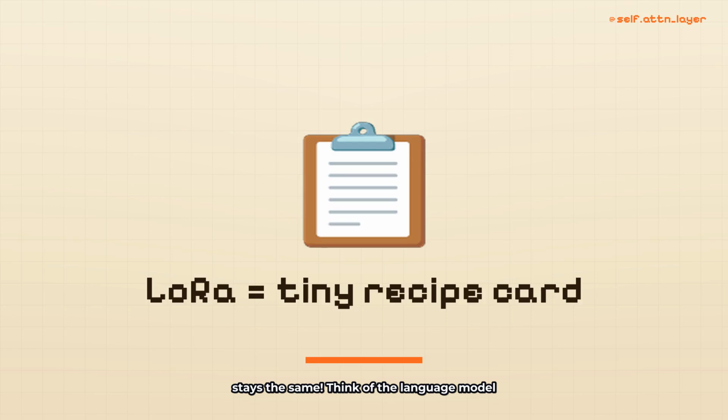Think of the language model as a chef that knows 100 recipes. If you wanted to learn a new recipe, say, pineapple pizza, you don't rebuild the whole kitchen. You just give the chef a tiny recipe card that says, when someone says "pineapple pizza," add pineapple. That's LoRA, a tiny card that teaches the model new tricks without changing the whole kitchen.